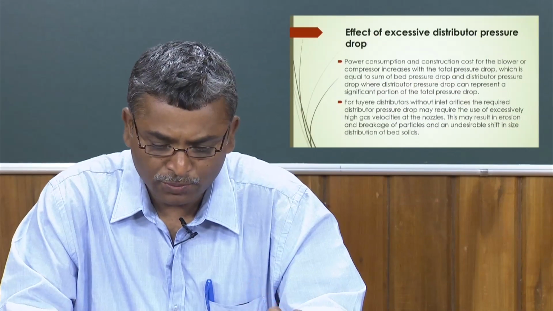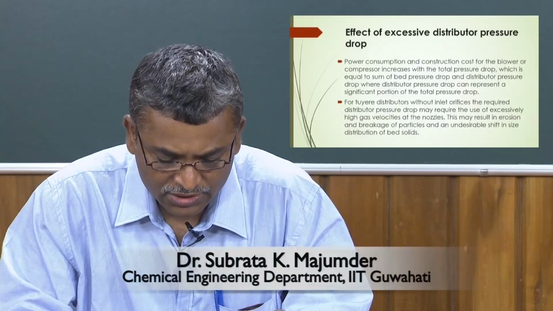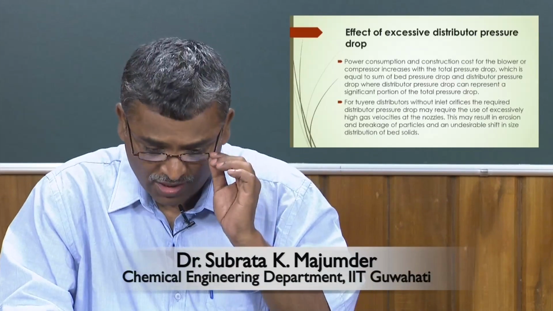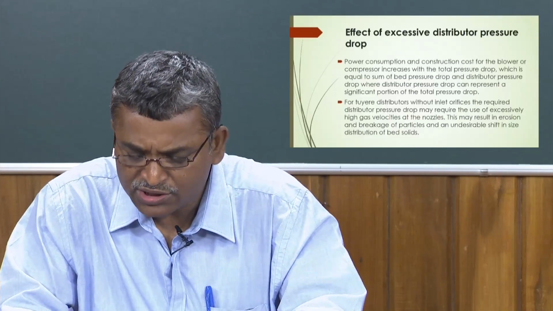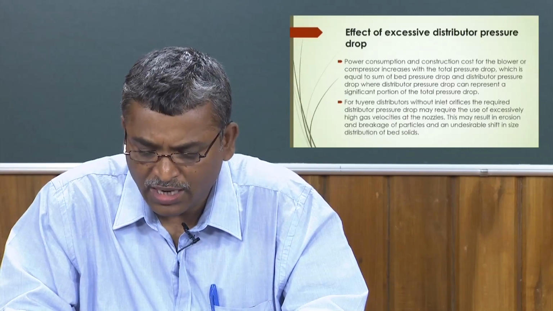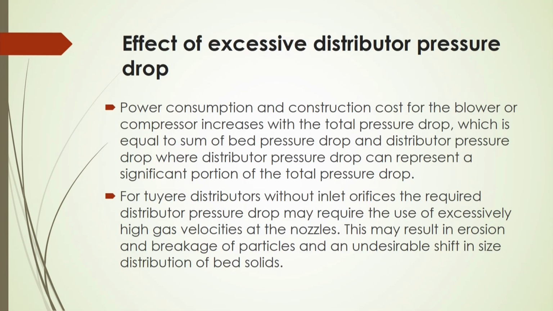Now, what will happen if there is excessive distributor pressure drop inside the bed? Of course, there will be an effect on power consumption. In this case power consumption and construction cost will be higher for the blower or compressor, which will increase with the total pressure drop. If you increase the total pressure drop, the power consumption will increase; it is related to the sum of the bed pressure drop and the distributor pressure drop.